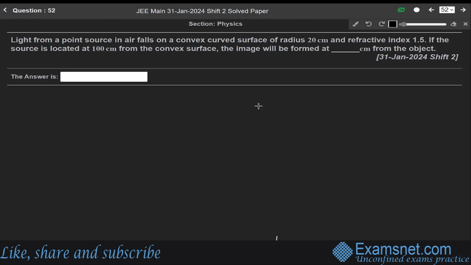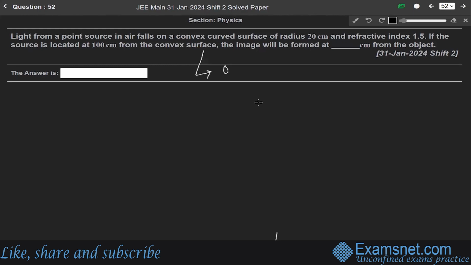Now the next question is 52. Light from a point source in air falls on a convex curved surface of radius 20 centimeter and refractive index is 1.5. If the source is located at 100 centimeter from the convex surface, the image will be formed at dash from the object. So this question is from the chapter of optics.